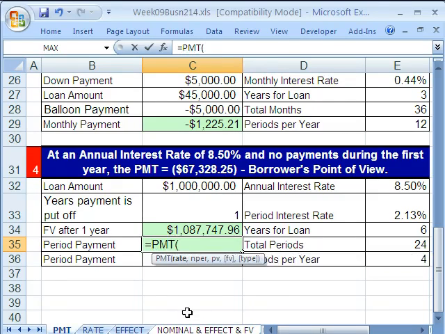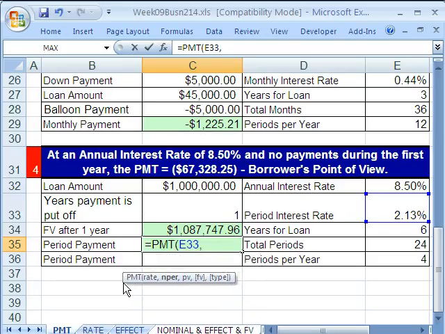We're trying to figure out our quarterly payment. The rate is still this quarterly rate. Comma. Now, NPER, we got to be careful here again, because let me move this off to the side. We've let 1 year elapse, all the interest in there, so we can't just click on the total number of payments. It's actually 4 minus 1, which is 3.